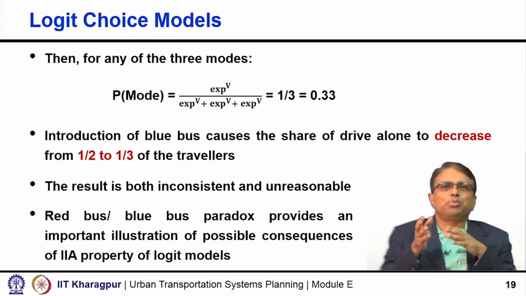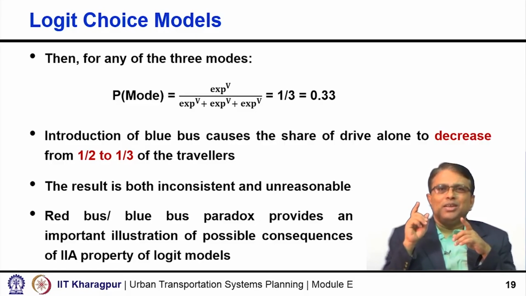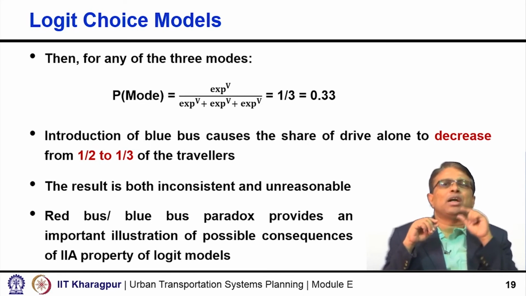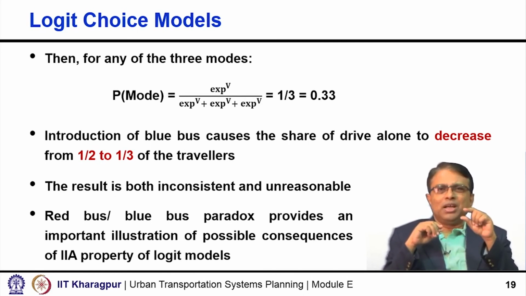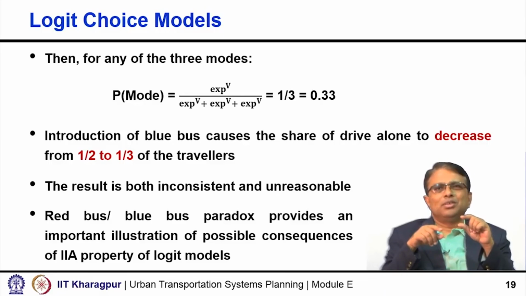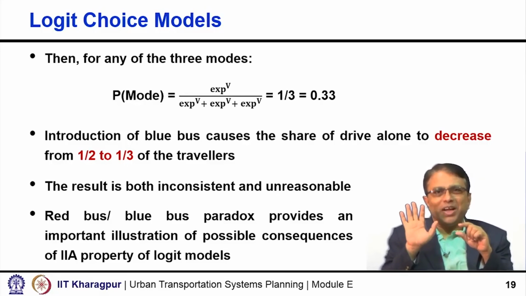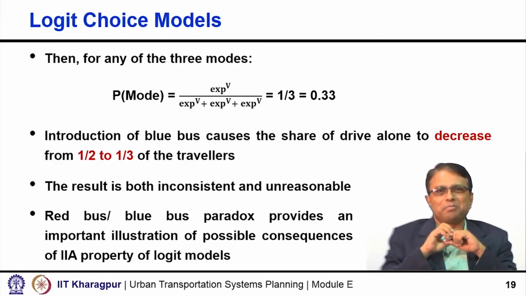So, the same proportion of shift has to happen, because of this IIA property the ratio will remain unchanged. If the ratio is to remain unchanged, then it can only be multiplied or divided by the same factor. Okay. So, the multinomial logit will tell you that one-third of people will now use drive alone, one-third will use the red bus, and one-third will use the blue bus.